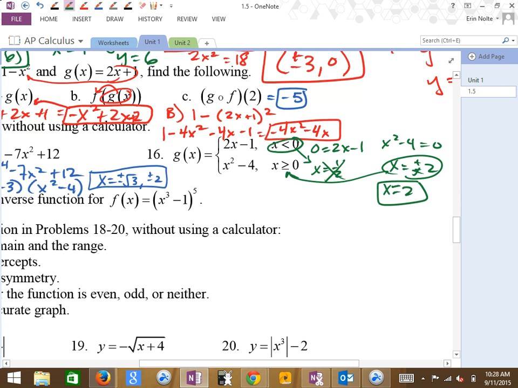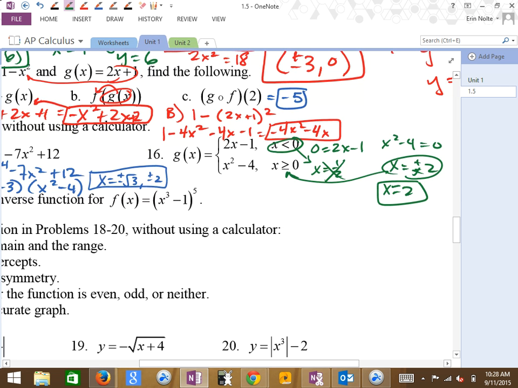So how would you solve this one? You've got a 5th root at first. So we have the 5th root of x equaling x cubed minus 1. Then what? Add 1. So then you get the 5th root of x plus 1 equals y cubed. Then you cube root it.